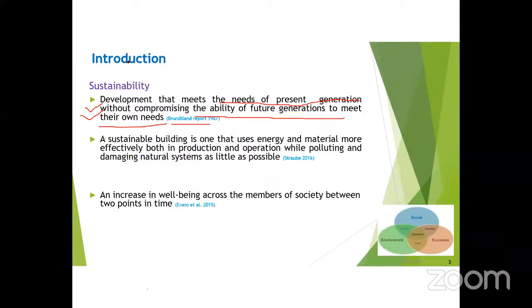So a sustainable building, this is the sustainable development. Sustainable building, or the green building, it's also called the green building. Sustainable development is a big umbrella. Beyond this big umbrella, one small issue is there, that is the sustainable building. So the sustainable building is one that uses energy and material more effectively, both in production as well as in operation.